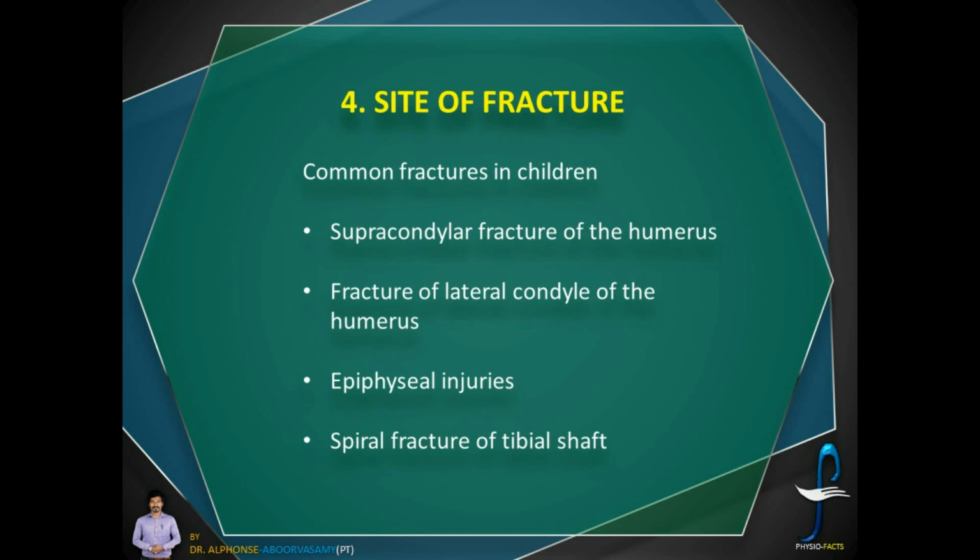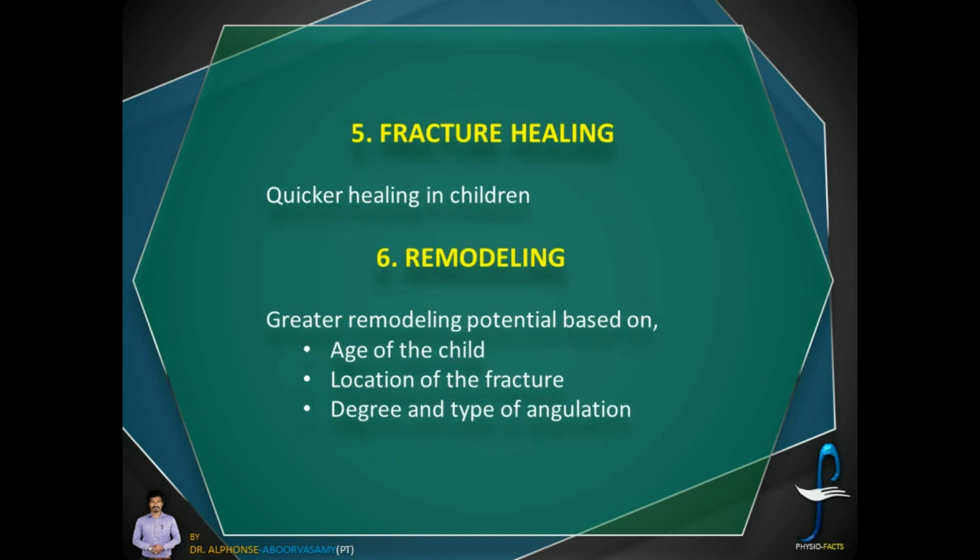Based on the site of fracture, children's fractures are very different from adult fractures. There are common sites of fracture in children. They are supracondylar fracture of humerus, fracture of lateral condyle of humerus, epiphyseal injuries, and spiral fractures of tibial shaft.